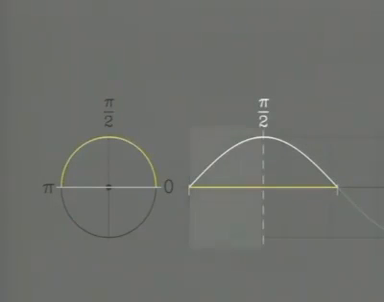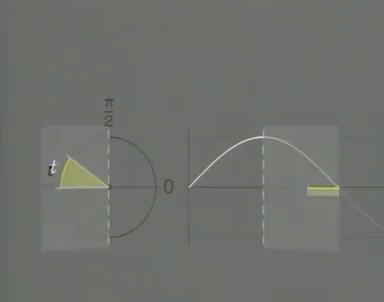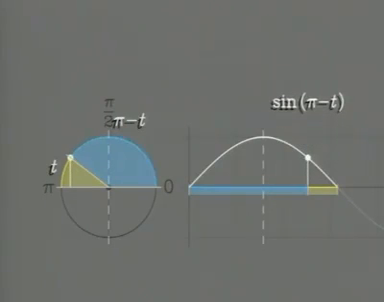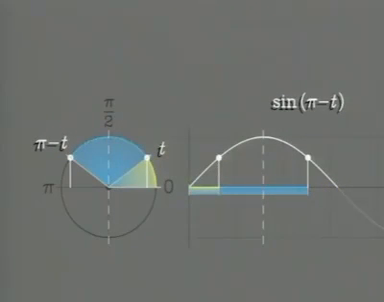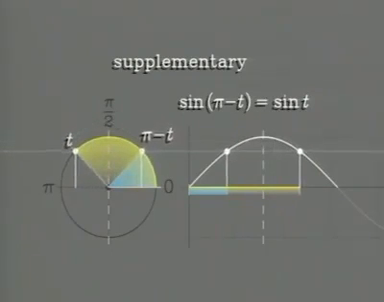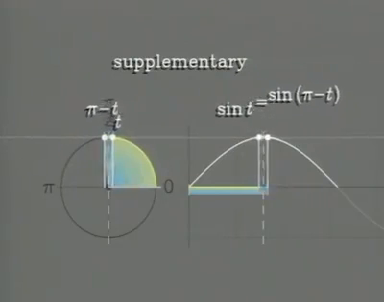The arch is symmetric about this line because the circle is symmetric about this diameter. If this is t, this is pi minus t. So the symmetry of the arch can be written as a simple equation. The sine of pi minus t is equal to the sine of t. The two angles t and pi minus t are called supplementary. The sine of an angle is equal to the sine of its supplement.